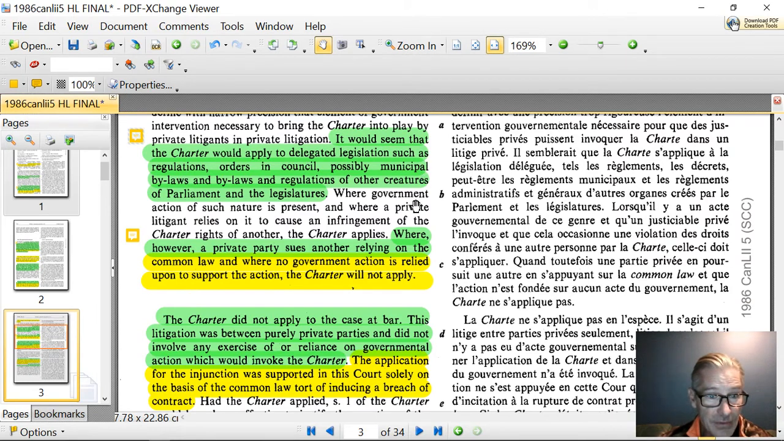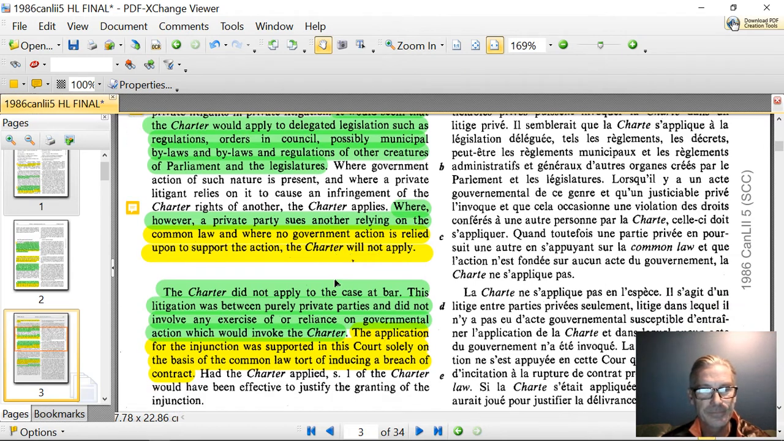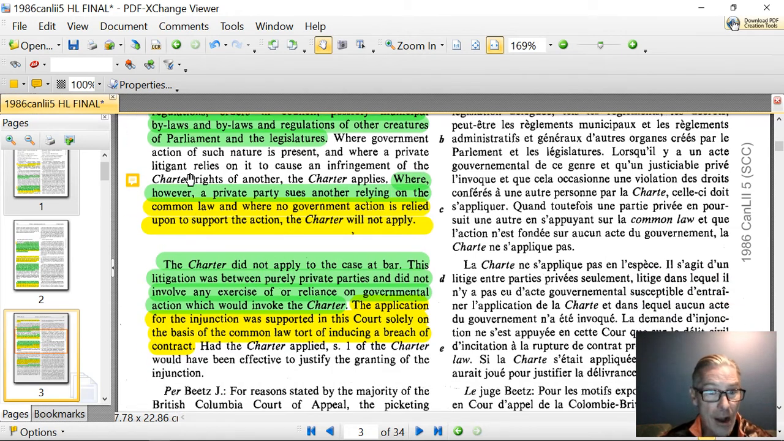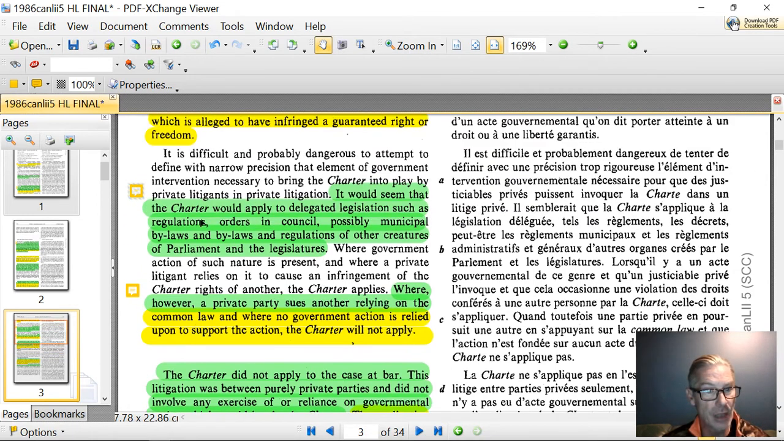It would seem that the Charter would apply to delegated legislation such as regulations, orders in council, municipal bylaws and regulation of other creatures of Parliament and the legislature, corporations. Where, however, a private party sues another relying on the common law, and where no government action is relied upon to support the action, the Charter will not apply.